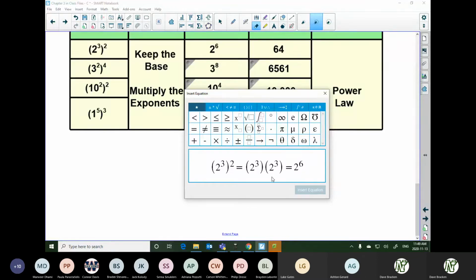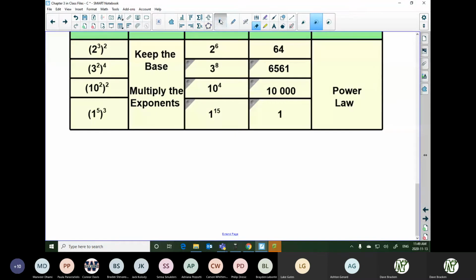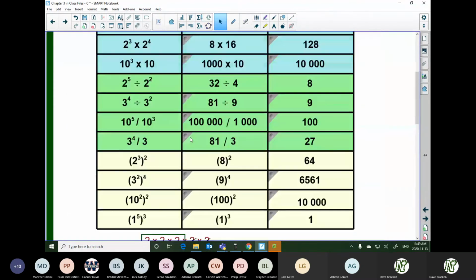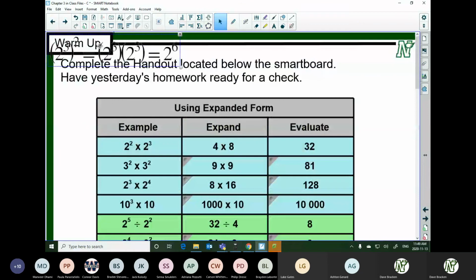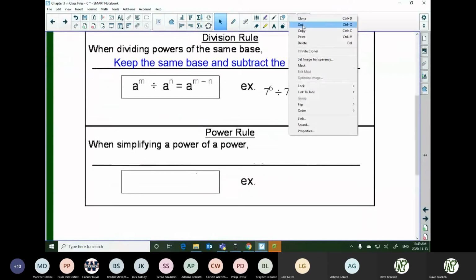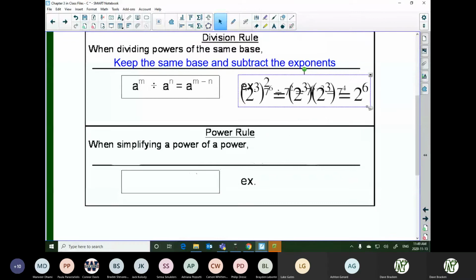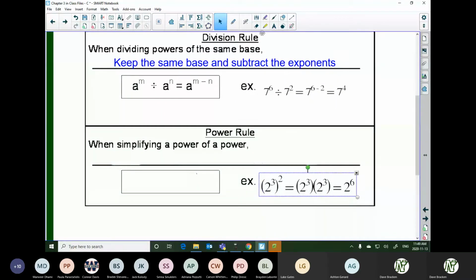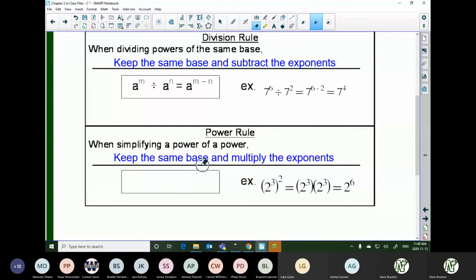So I'm going to insert this equation, and I'm going to use this as our example right here. There's the example. What did we do to these powers? We multiplied them to get this 2 to the power of 6. We don't have to show this intermediate step. We can just go right from here to the very end, okay?